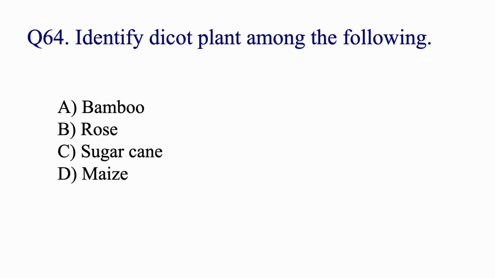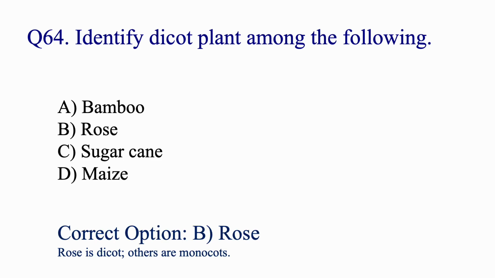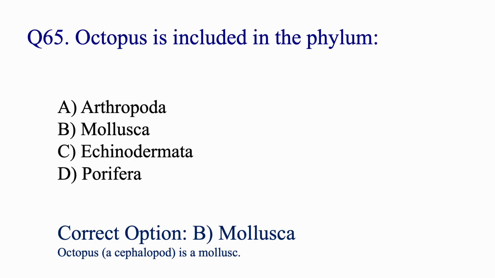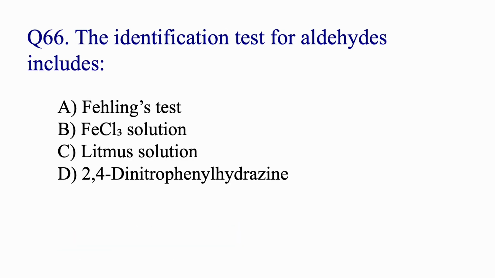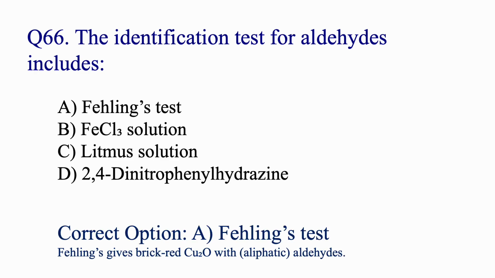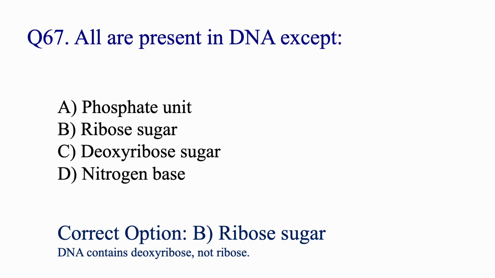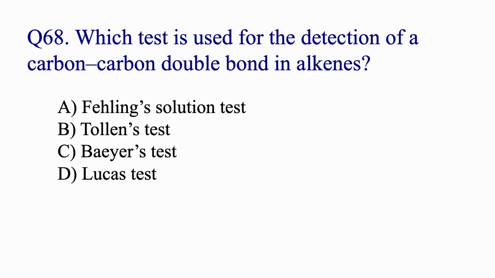Identify dicot plant among the following. Rose. Octopus is included in the phylum Mollusca. The identification test of aldehydes includes Fehling's test. All are present in DNA except ribose sugar.